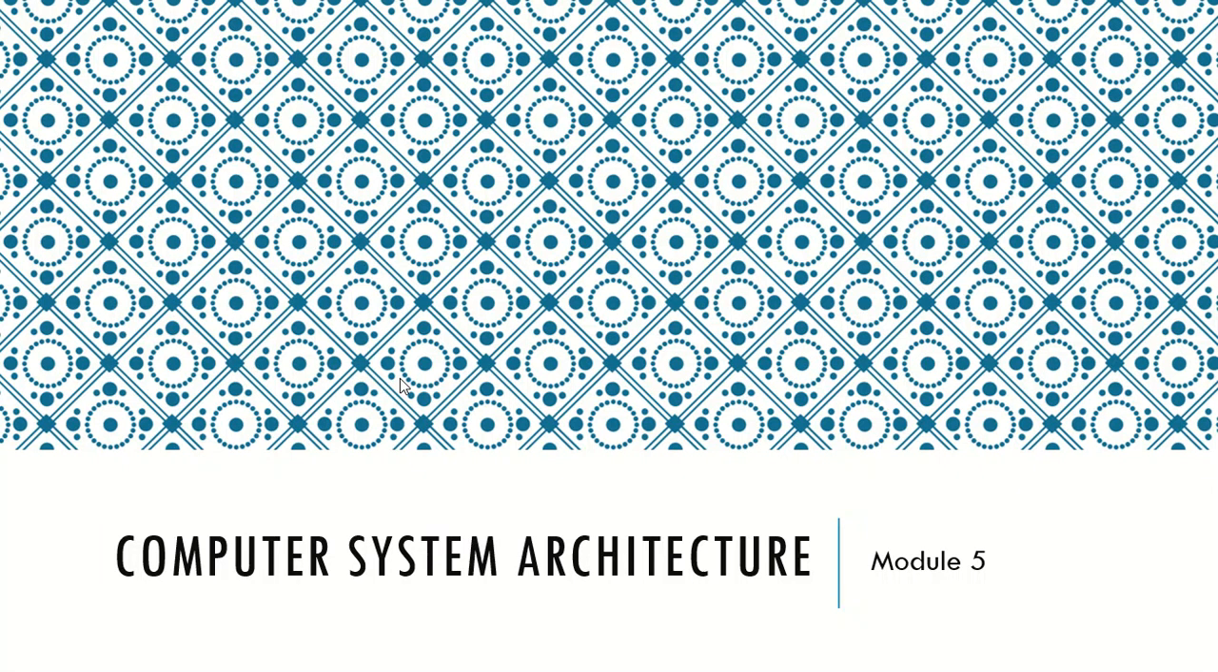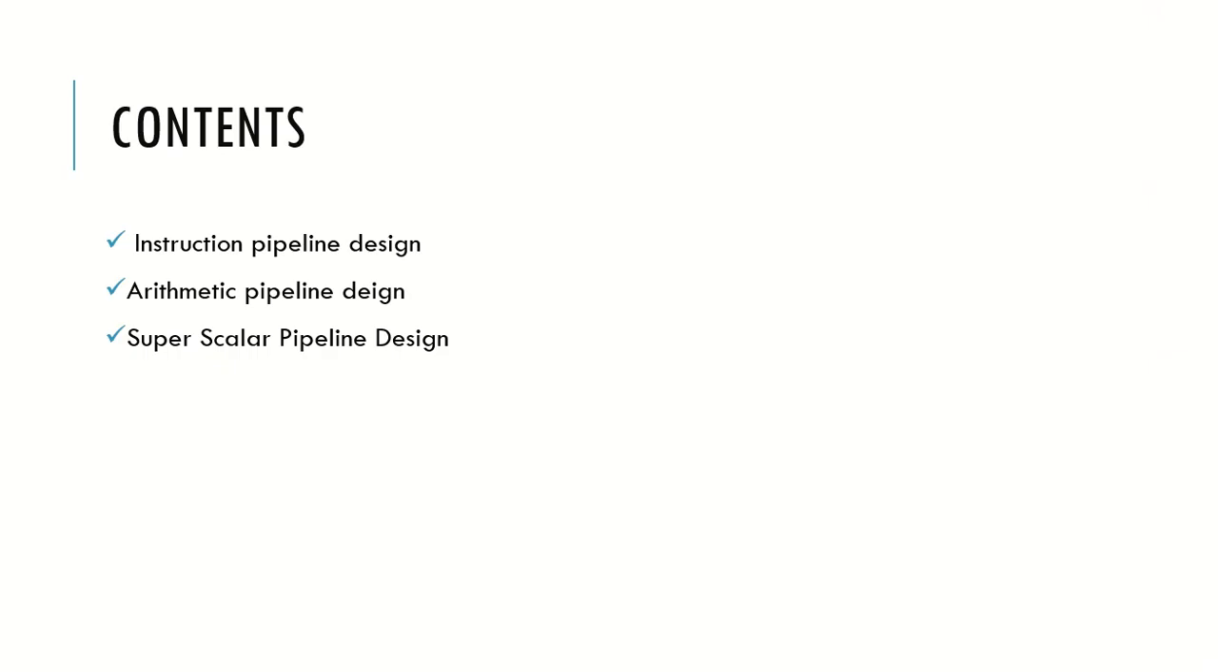Let's start with the fifth module of our computer system architecture course. In this module, we are going to see how to design three types of pipeline. I'll quickly display the contents of this particular module. The three broad pipeline types that we have to discuss are instruction pipeline, arithmetic pipeline, and finally superscalar pipeline design.